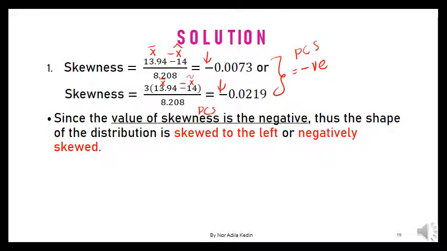So, this is another way to determine shape. There are 5. You have seen the histogram, stem and leaf, the relationship between mean, median, mode and also PCS. One remaining, the box and whisker plot. We will look at that after this.